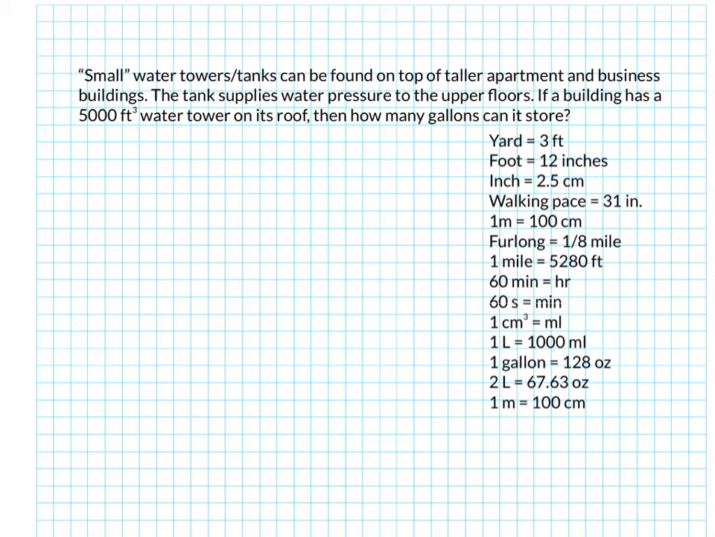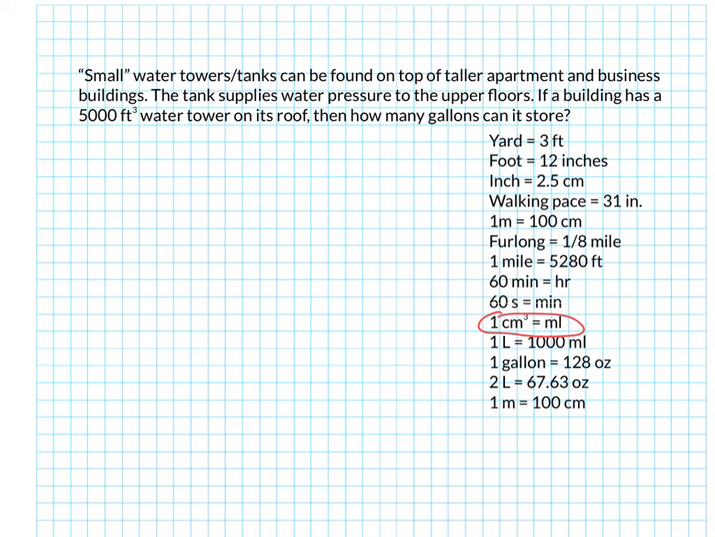Alright, so when I'm looking at this problem, I know that I'm going between a cubic length to a volume. And there's one conversion factor that'll do that for me, and that's here. The reason it works is because I've got centimeters cubed on one side and milliliters on the other. So I've got a cubic volume equaling just a volume measurement. So what I've got to do is get the feet down to centimeters, then get over to milliliters, and then milliliters over to gallons.